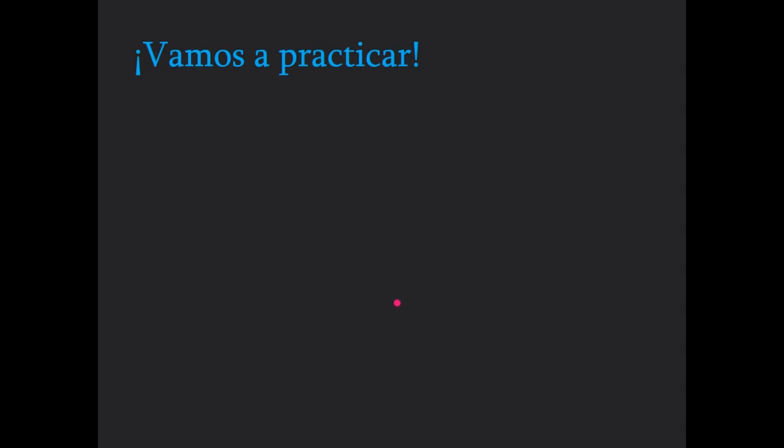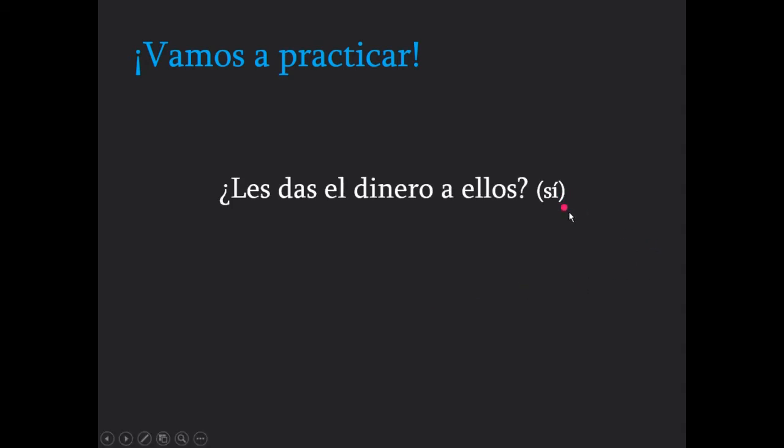Let's look at one with a question. We're going to ask a question, and I'm going to give you the answer, how you're supposed to answer the question. So we're not translating this time. We're looking at a Spanish sentence, and we're going to see what it means. So, ¿les das el dinero a ellos? The question is asking, do you give the money to them? ¿Les das el dinero a ellos? So here's our word to them, our indirect object pronoun, les. And notice that we have a ellos at the end of it.